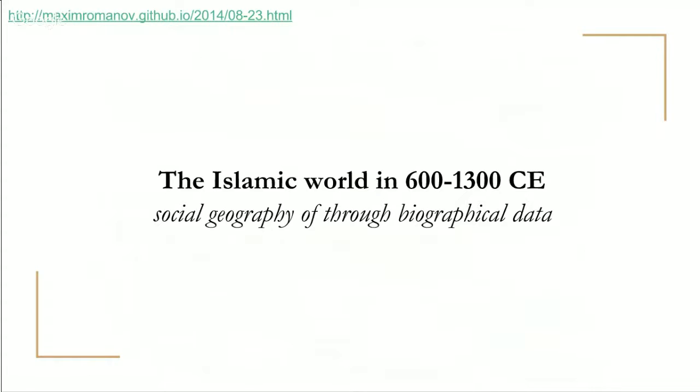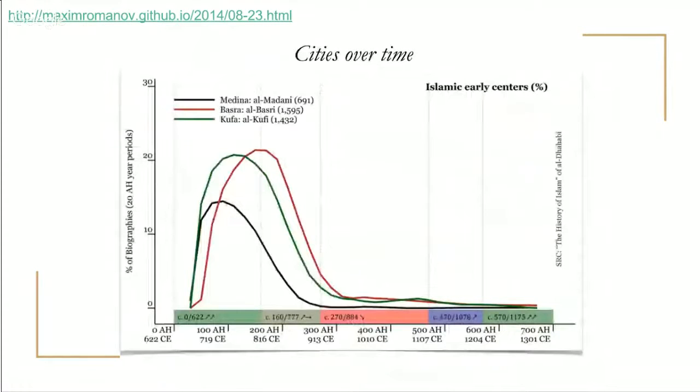So Monica asked me about how we're tagging information in Arabic text. I mentioned that I work a lot with biographical information. In particular, I work with a very large collection that covers seven centuries of Islamic history, which is shown here, roughly from 622 to 1300.